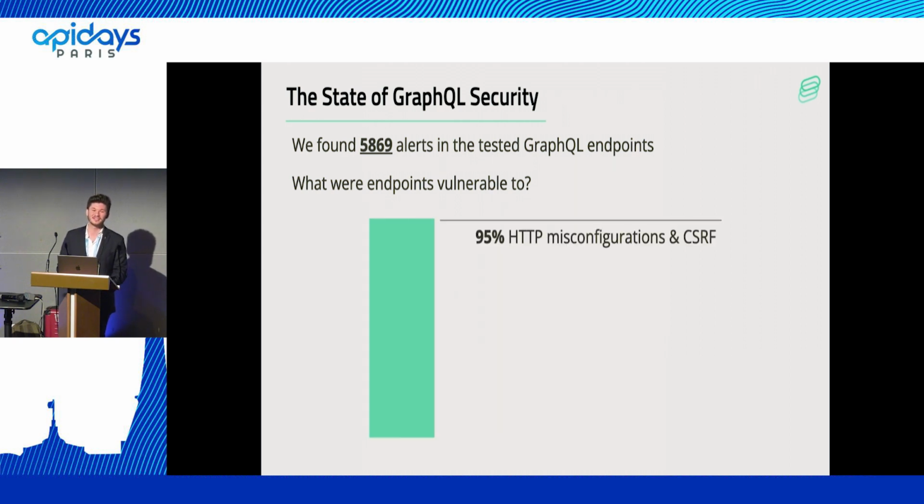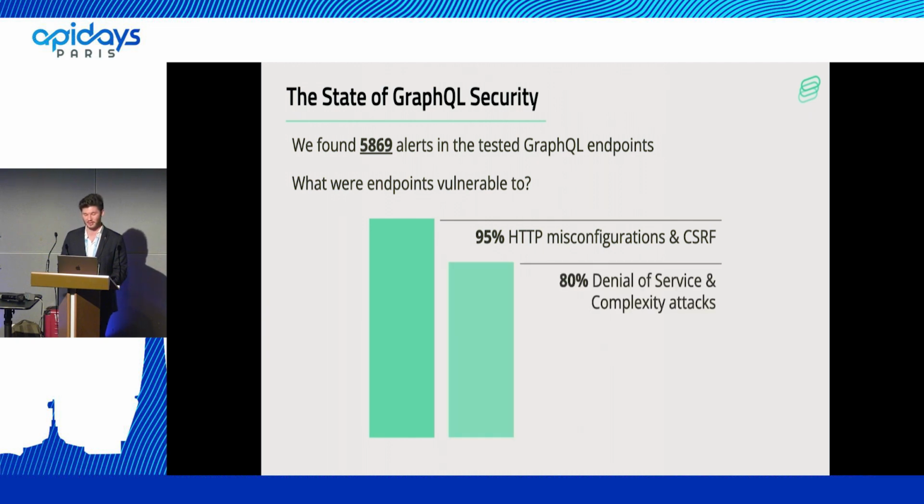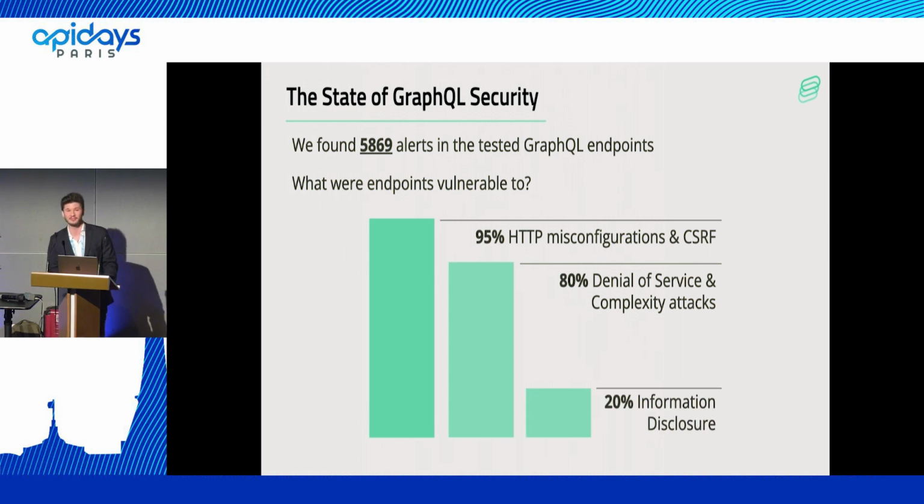First, more than 95% of those endpoints had HTTP misconfigurations, and more specifically, CSRF, cross-site request forgeries, which are a huge problem in GraphQL. More than 80% of them were vulnerable to denial of service, and I join Lauren in his talk about that. GraphQL is very vulnerable to denial of service and complexity attacks, and we have seen that in production endpoints. And about 20% of them were vulnerable to information disclosure from public-facing endpoints and without authentication. So you disclose information to the public.